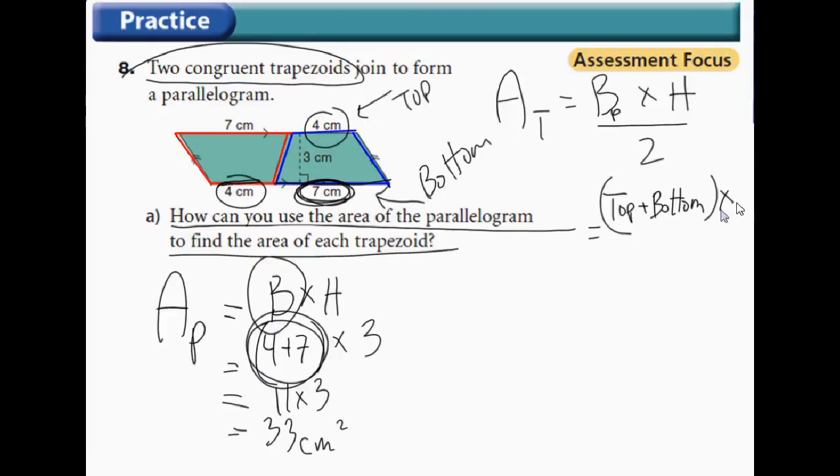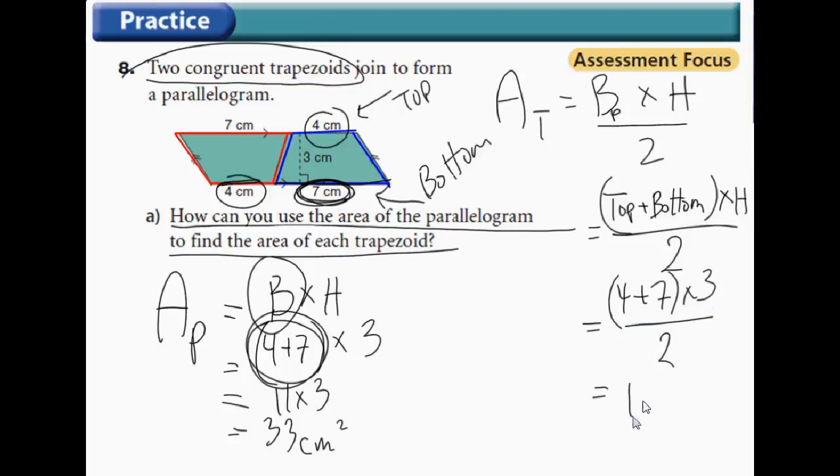We multiply all that times our height, and this, so far, is the area of the parallelogram, right? Base times height, and then because we want just one of the trapezoids, not both, we divide it all by 2. Boom, divide by 2. So top plus bottom, 4 plus 7, times our height, which is 3, and divide by 2. So 4 plus 7 is 11, times 3 is 33, divided by 2 is 16.5 centimeters squared.